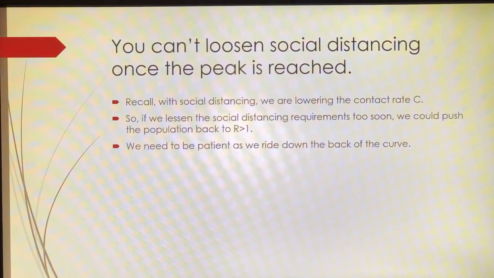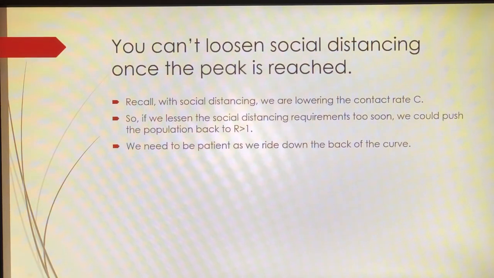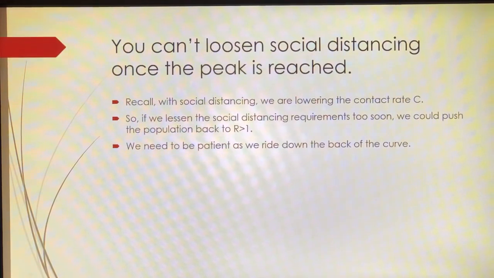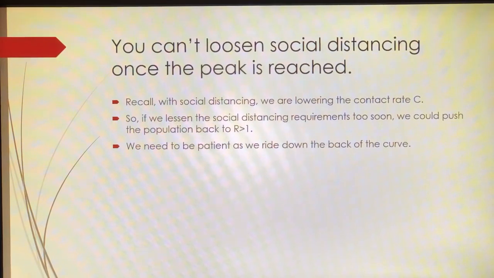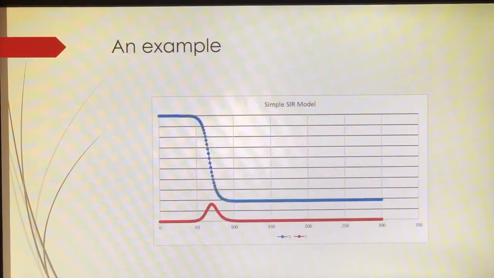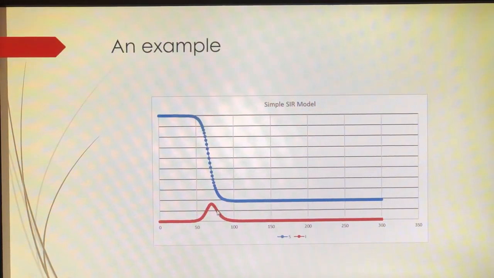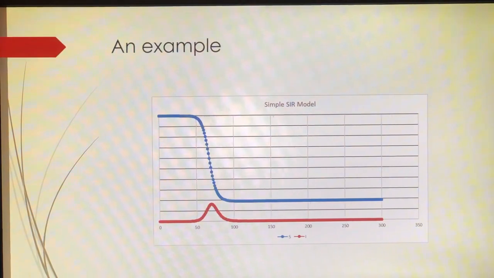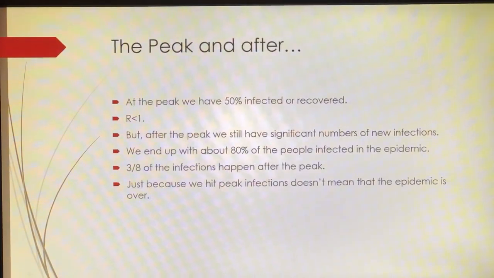So once we loosen social distancing, we push that contact rate C back up to its original level. And if we do it too soon, then we could push the population back to a state where the reproduction number is bigger than 1, and then we start running up another curve, and we don't continue falling down the back side of that curve, right? So for instance, we hit the peak, we move down, if we loosen social distancing, we might see this red line start to increase again if we push that reproduction number to be a number bigger than 1 again.